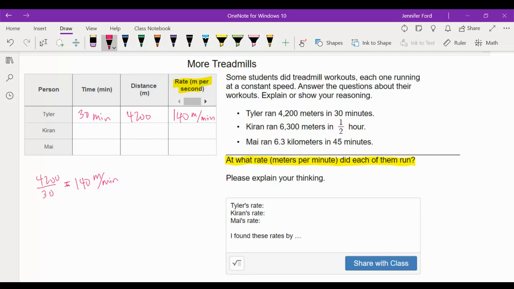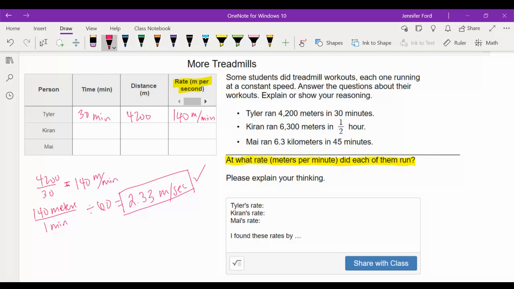But if you took this 140 number, it's 140 meters in 1 minute, and you divided that down by 60 to get meters per second, you would have gotten 140 divided by 60, which is 2.33 meters per second. This also, I would consider that a correct answer because that is the same speed. It just has different units.